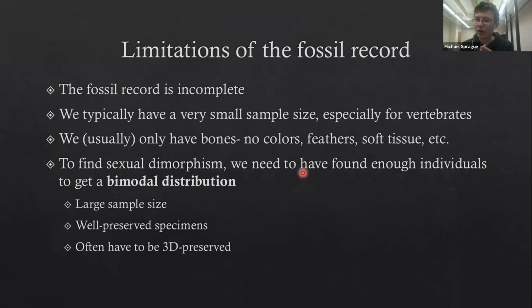But to even get that bimodal distribution, you need a large sample size, which, like we said, is not common. You need well-preserved specimens, and those specimens often have to be three-dimensionally preserved, which means with things like birds or pterosaurs, which are very small and lightly built, they often get smushed like roadkill during the fossilization process. And so it's like you're looking at a piece of paper rather than a 3D bone, which can make things difficult because that often obscures detail that you definitely need.